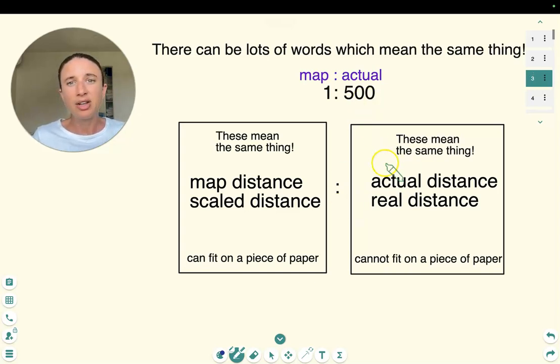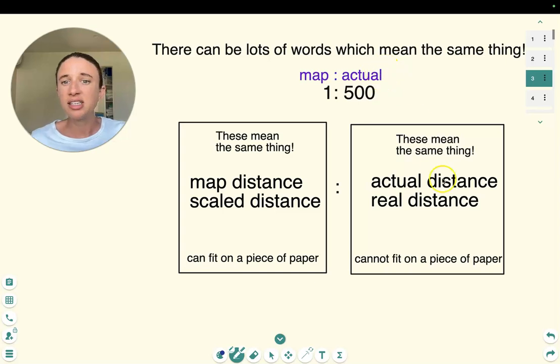Now, there can be lots of words which mean the same thing, okay? In these scale type problems we're going to see in the next few videos, I always just label my scale. If I'm given it, I label the left-hand side map and the right-hand side actual. Now, the map distance can also be called the scaled distance. This is the distance that can fit on a piece of paper. So it's going to be a few centimeters, right? Those mean the same thing.